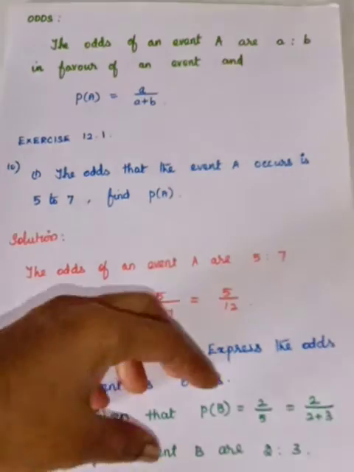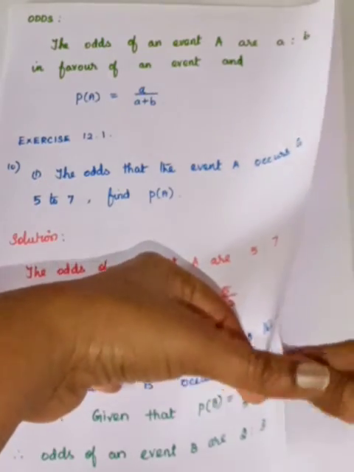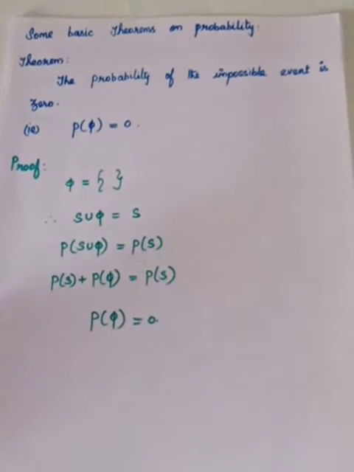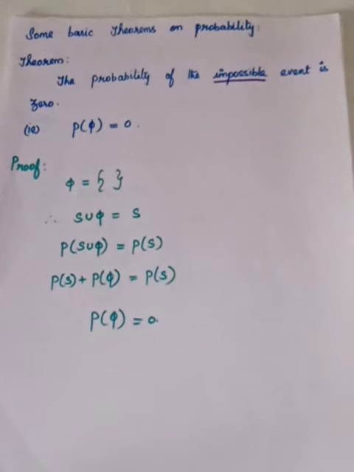Okay, we have completed the first exercise. Next we are going to see some basic theorems on probability. The probability of the impossible event. What is it? The impossible event is 0. That is P of phi is equal to 0.